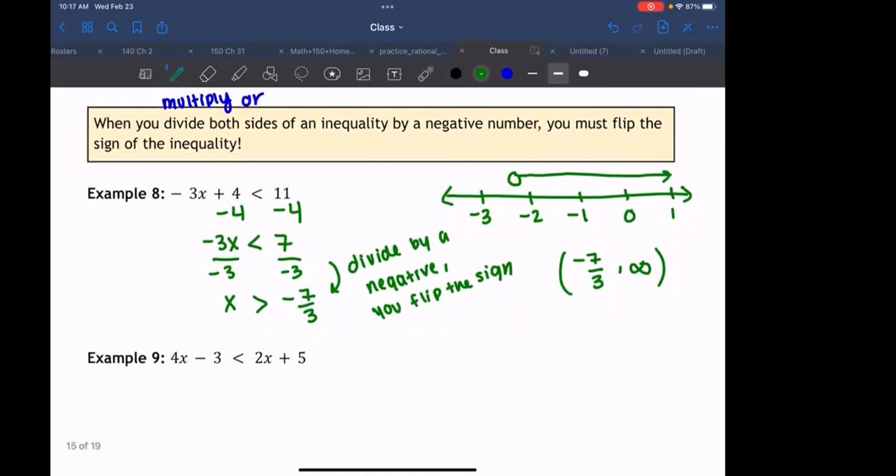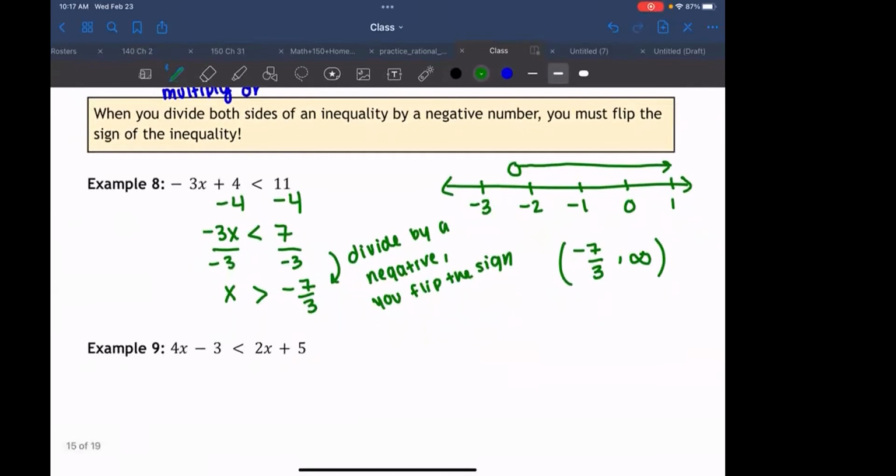How about this? Try example 9. I try to trick you here. There may or may not be a flipped sign here, okay? But try this one on your own. I'll be around to check out your answers and we'll come back in a bit.